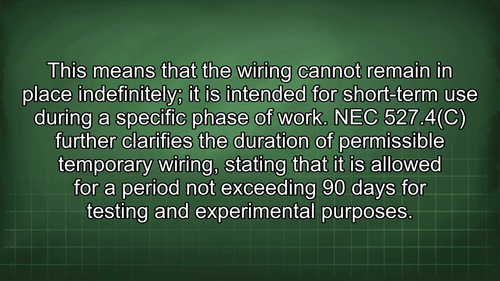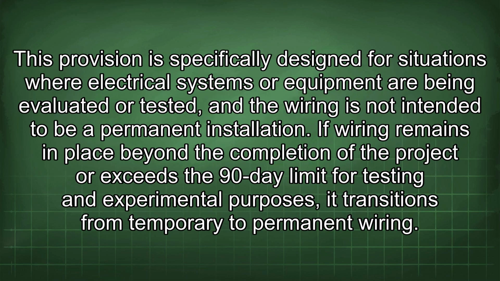NEC 527.4(C) further clarifies the duration of permissible temporary wiring, stating that it is allowed for a period not exceeding 90 days for testing and experimental purposes. This provision is specifically designed for situations where electrical systems or equipment are being evaluated or tested, and the wiring is not intended to be a permanent installation.